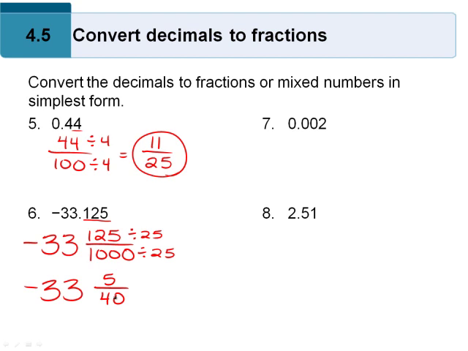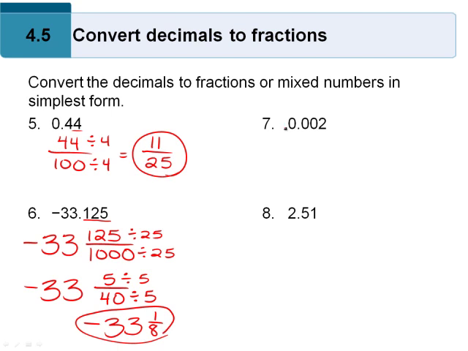Okay, now look at 5 and 40. I can still reduce that again. I can divide by 5 on the top and bottom. So your final answer, make sure you keep that negative 33, and then you would get 1/8. So our mixed number is negative 33 and 1/8.